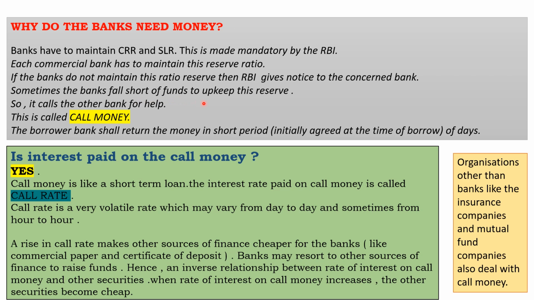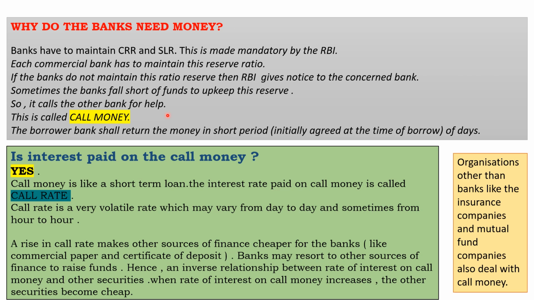Sometimes the banks fall short of funds to upkeep this reserve. Many a times they fall short of funds, the cash gets a little less to maintain this reserve. So it calls the other bank for help. So here the need for money arises. Right? Supposing I tell you or your mother tells you that you have to maintain this 500 cash all the times in your almirah. Whatever happens, however much expenditure goes high, this 500 you have to keep in your almirah all the time. Sometimes you just have 400 rupees and the mother is yelling at you that you have to keep 500. So what will you do?